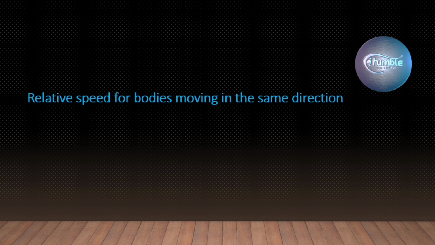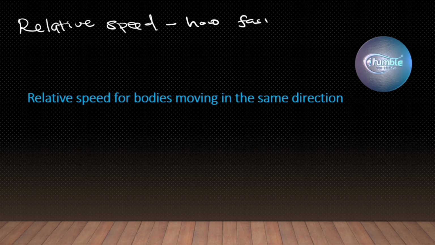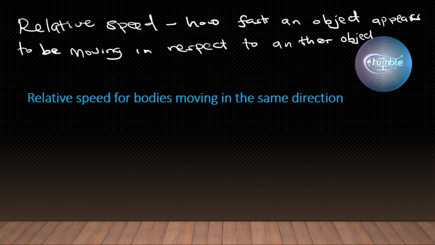Relative speed, by definition, is simply how fast an object appears to be moving with respect to another object. So here is a comparison between two moving bodies. If you compare two moving bodies moving at the same time, then you can determine how fast one of them is moving in comparison to the other object.